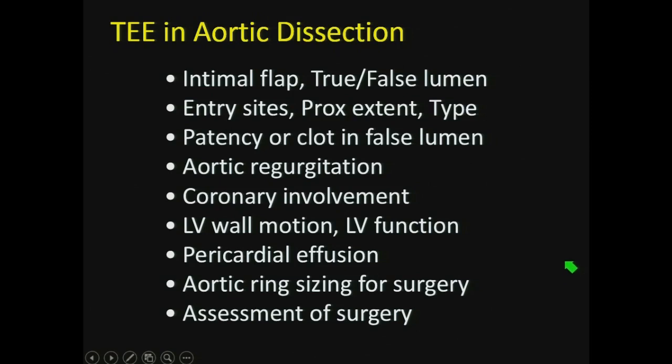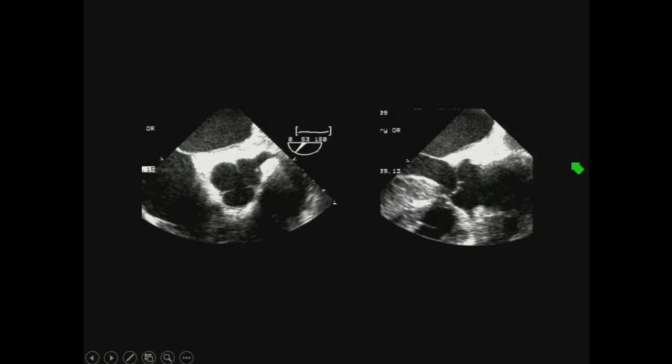It's worth knowing whether the false lumen is clotted up or still free, the presence and severity of aortic regurgitation, and whether the coronaries are involved. One can tell in two ways: imaging the coronaries directly by TEE, and looking at any wall motion abnormalities. Pericardial effusion is bad news. And aortic ring sizing is needed for surgery. And then, of course, in the operating room, the efficacy of the surgery.